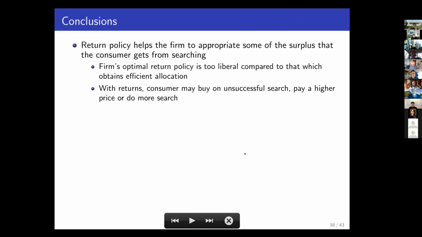So conclusions, I'm finished now. The return policy helps the firm appropriate some of the surplus that the consumers get from searching. So it looks like something good for the consumer, that you can return, but actually it's not so good for the consumer. And the optimal return policy is too liberal, as I showed you, compared to that which obtains efficient allocation. And with returns, consumers may buy after an unsuccessful search or pay a higher price or do more search. That's how the firm is really using it.